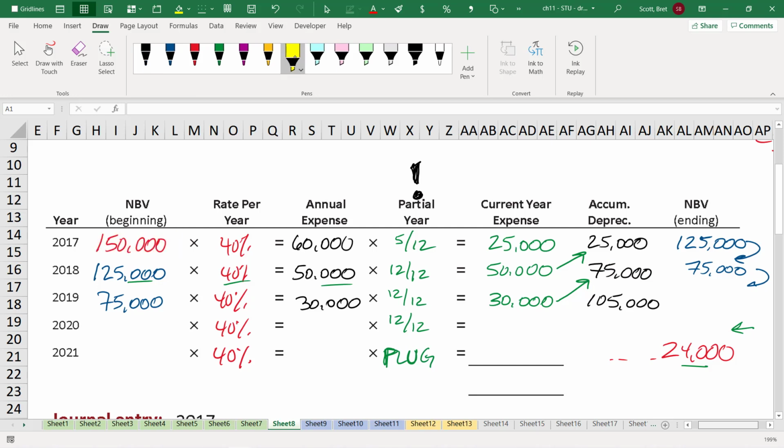And as I've done always, compare that 105 with the cost basis, 150, means my net book value is now $45,000. I'm telling you, if you just keep practicing this, you should be fine. 45,000 times 40% equals 18,000.